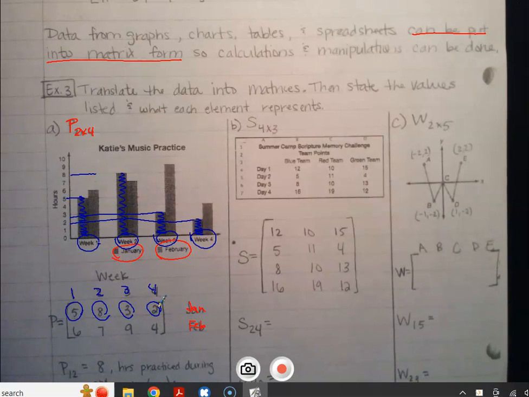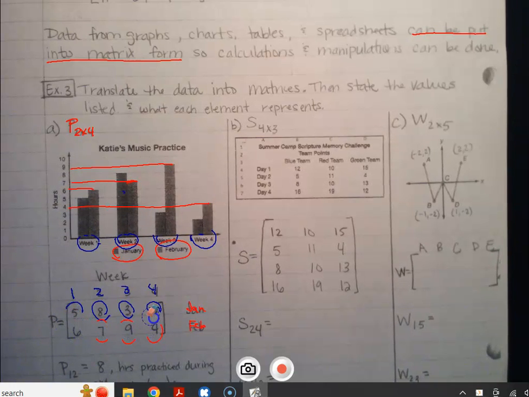Does that make sense where all those come from? Yes. Okay. Then let's look at our February numbers. February, week 1 is 6. Week 2 for February is... that's January, thank you. Nix that. February week 2 is 7. February for week 3 is 9. And February for week 4 is 4. We just made our matrix. That's not bad. Okay, perfect.